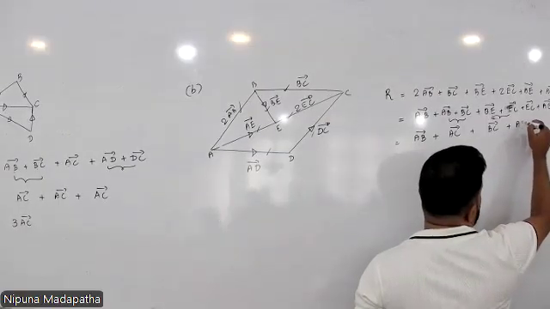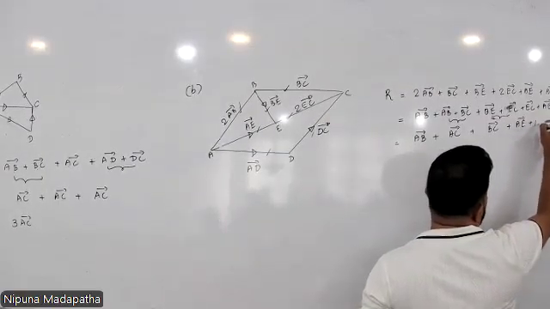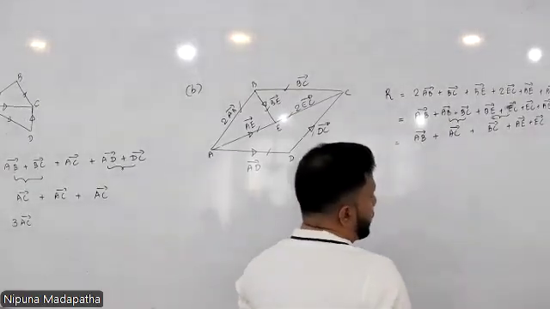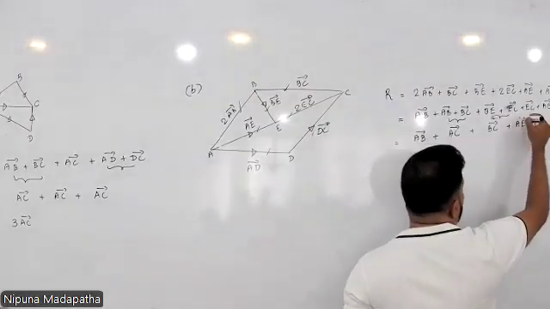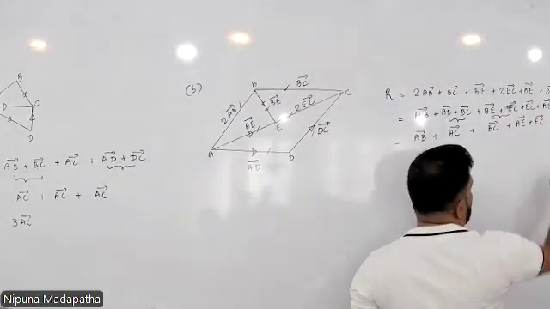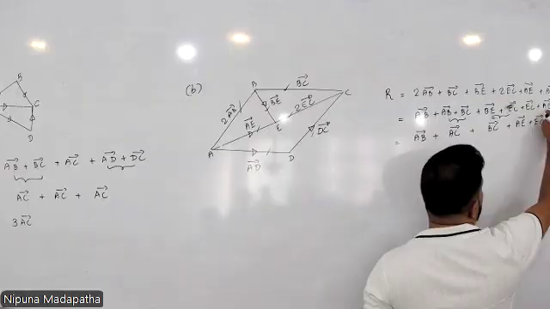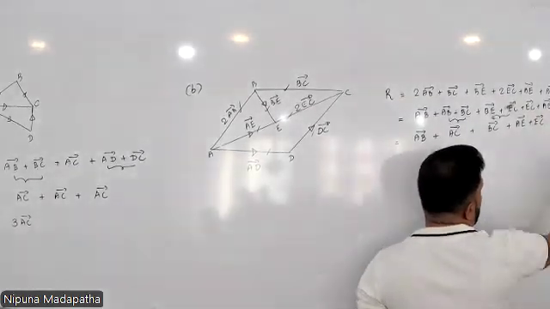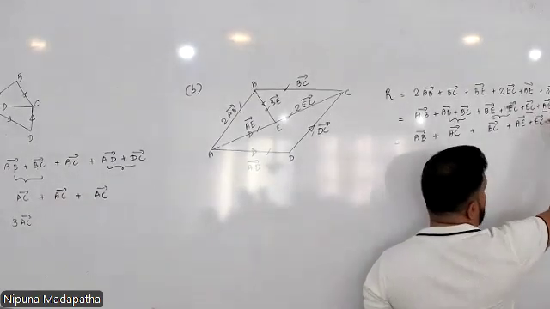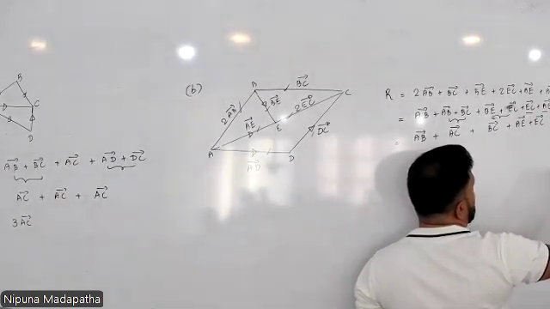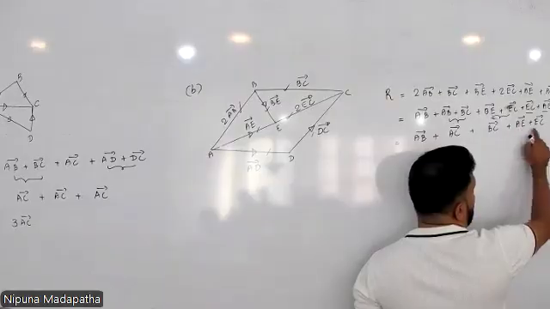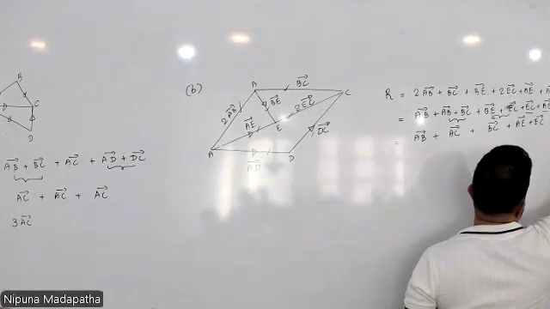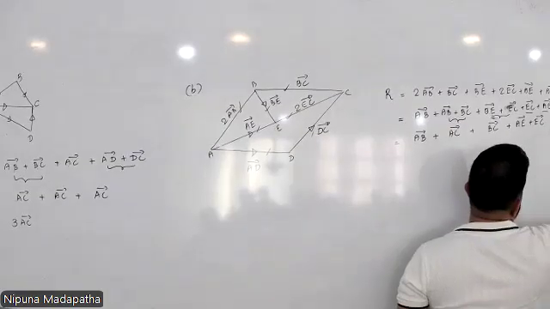I'm going to write it as AE plus EC. It doesn't matter, vectors obey the commutative law, so you can swap the vectors. EC plus AE is the same as AE plus EC. So AD plus DC is AC.